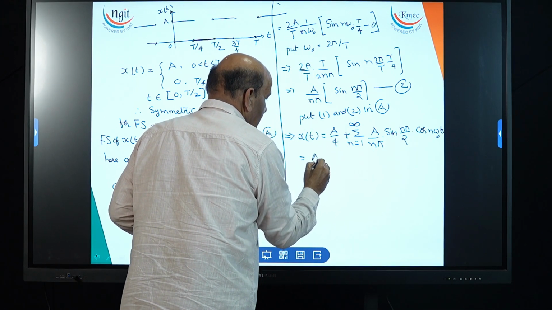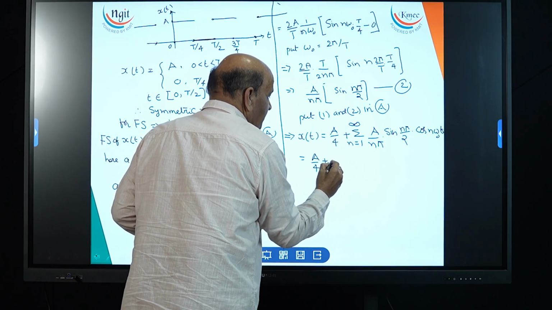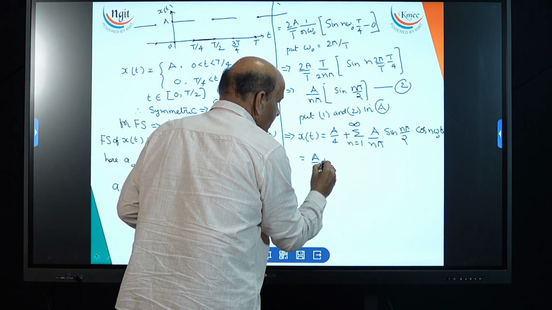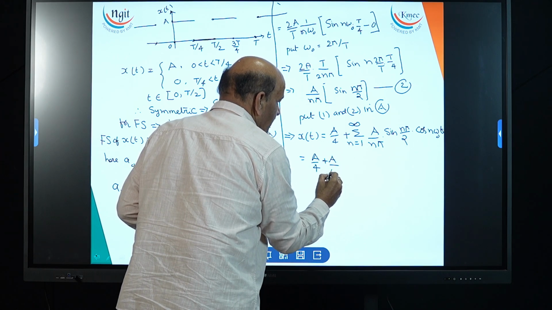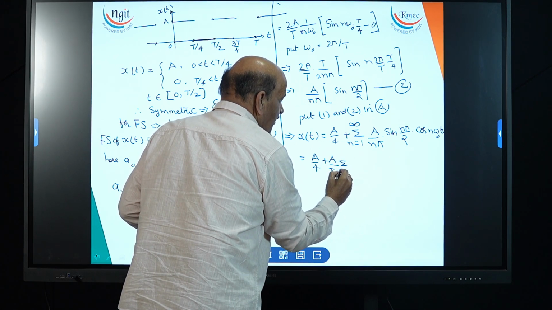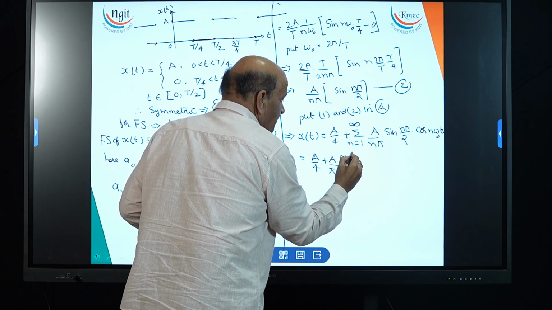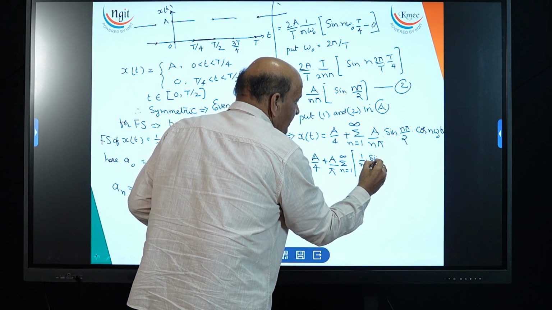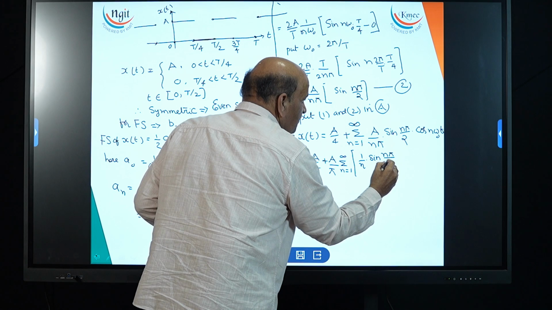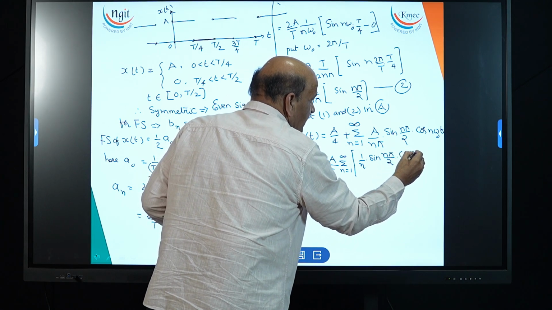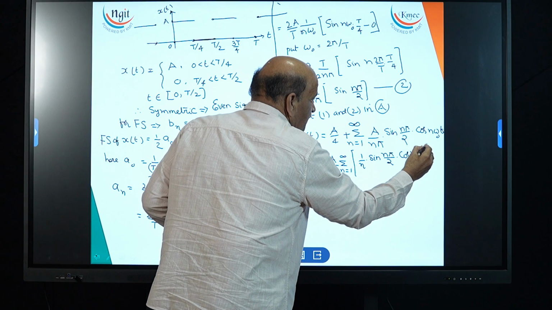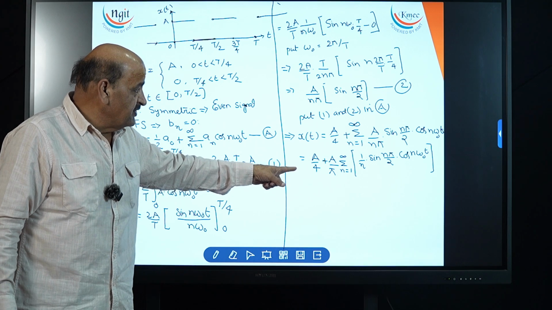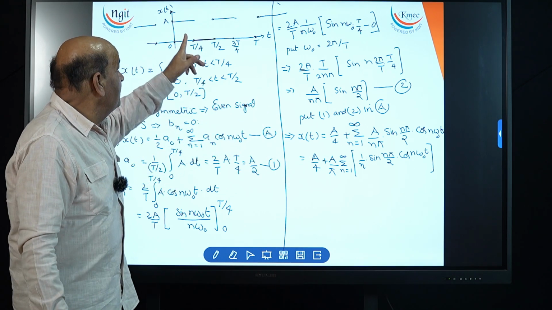This implies A by 4. The series is for n equal to 1 to infinity. So what are constants? A by pi are constants. So the remaining ones are within the summation to infinity. This is equal to 1 by n into sine n pi by 2 into cos n omega naught t. Now just look at this, this is the Fourier series of the given wave format.